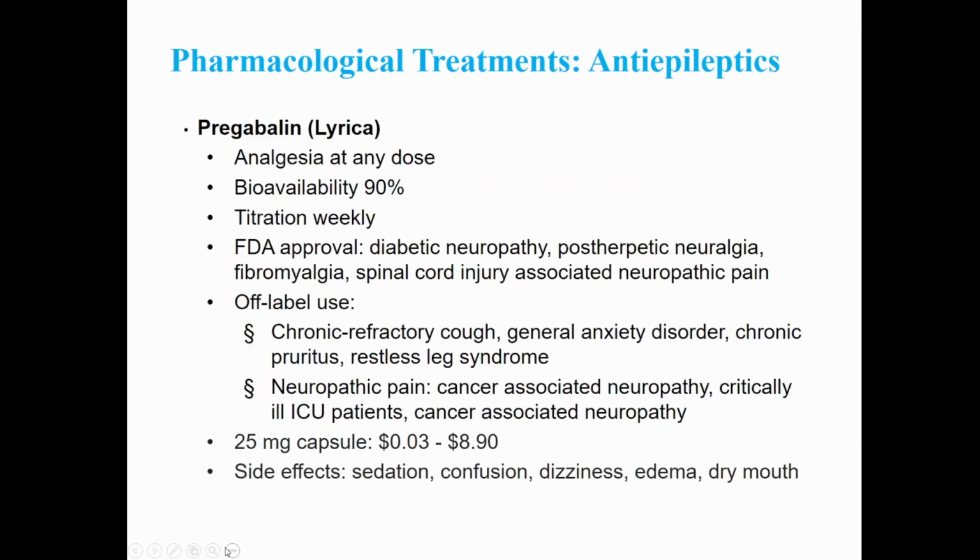The other major anti-epileptic we wanted to emphasize today is pregabalin, or Lyrica. It has a better bioavailability of 90%. You can titrate it weekly. The FDA approval is for diabetic neuropathy, post-herpetic neuralgia, fibromyalgia, and spinal cord injury with neuropathic pain. It can also be used off-label for chronic refractory cough, anxiety, chronic pruritus, and restless leg syndrome, so similar to gabapentin, and neuropathic pain. It is more expensive compared to gabapentin and has a similar side effect profile.